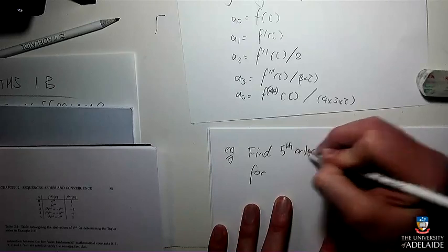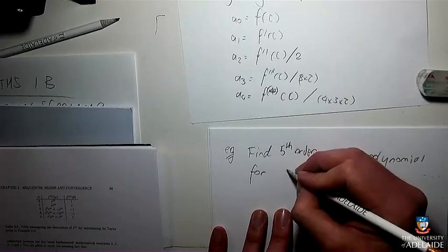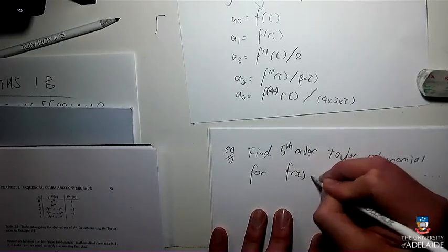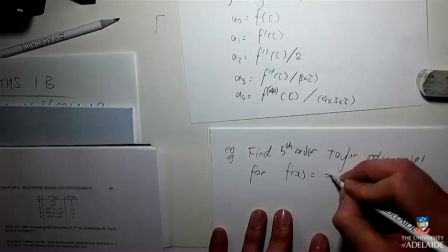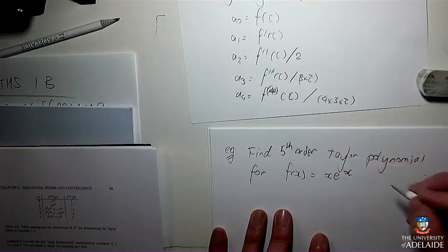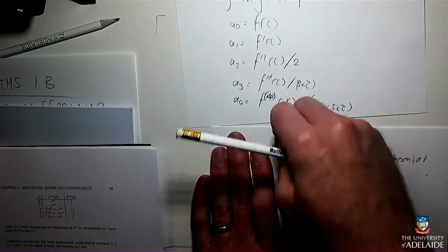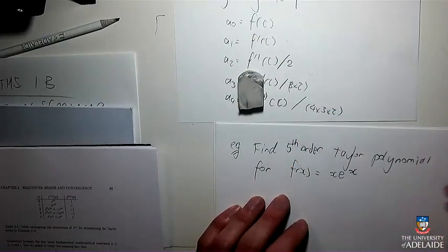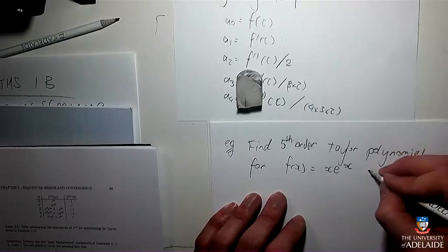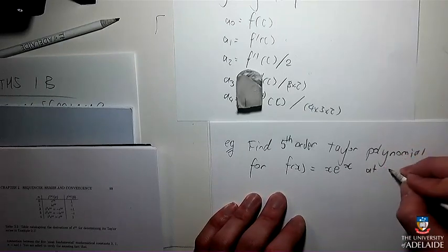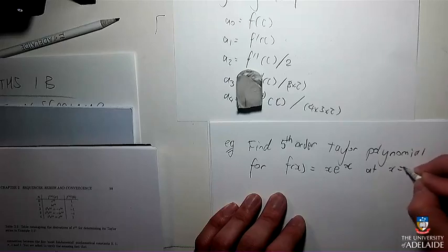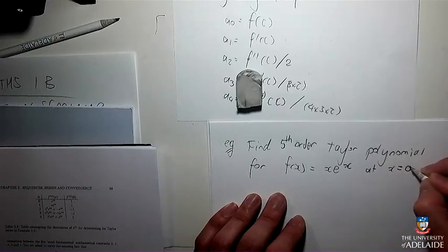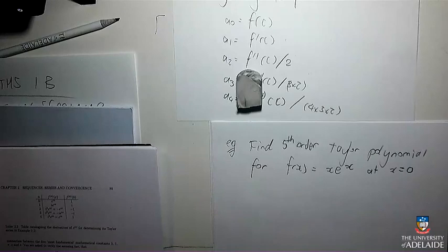The fifth order Taylor polynomial for... man, that's... no, I've committed. For x e to the x at 3. No, I'll do 0. 3's too hard.